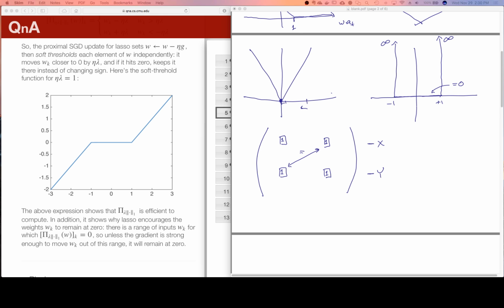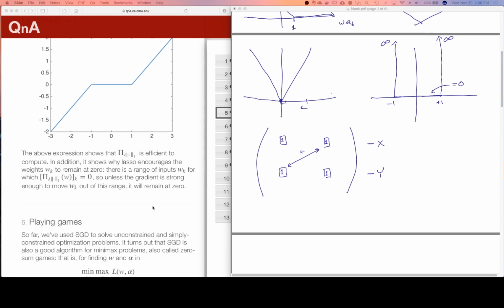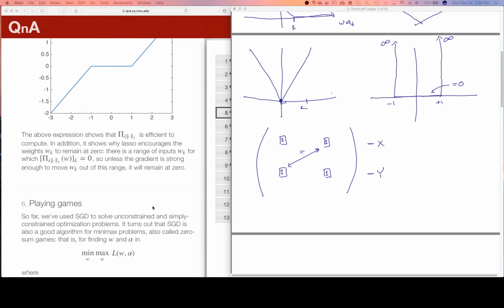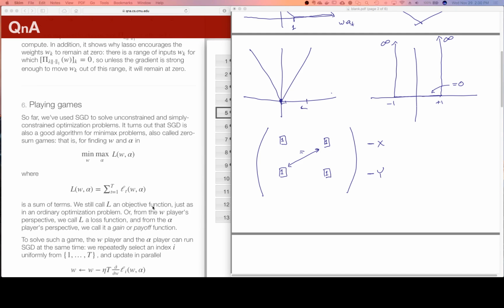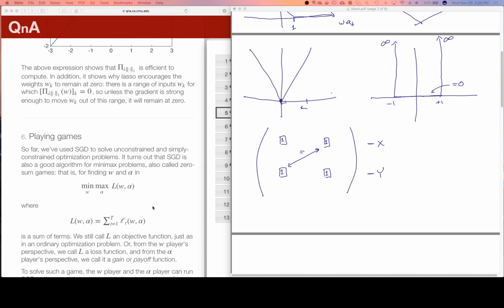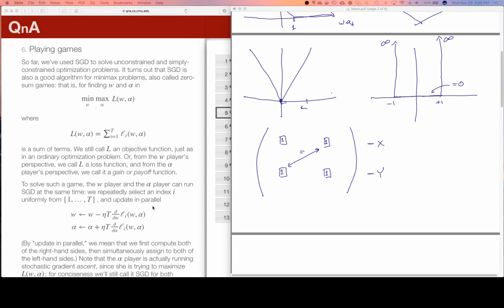So let's go back to our notes. So we just showed how to do lasso with proximal SGD. Not much more to say about that, except that it's a fairly simple algorithm to implement, and so it's a nice one. All right, so now we're going to take a detour through playing games, zero-sum games. And it's not immediately obvious why we would want to do that, but trust me, it's going to be relevant later.